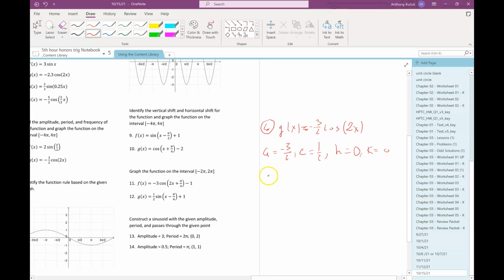Okay. The amplitude is just the absolute value of A, so that's going to just be 3/2. The period is 2 pi times the absolute value of C, so that's going to be pi. And the frequency is the reciprocal of the period, so 1/pi.